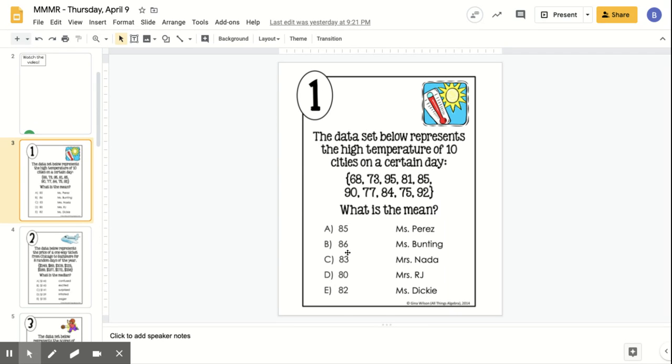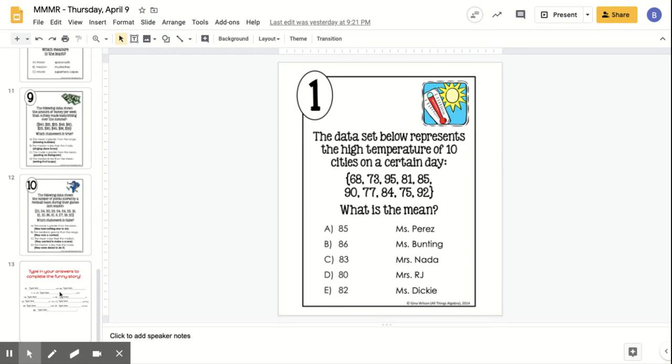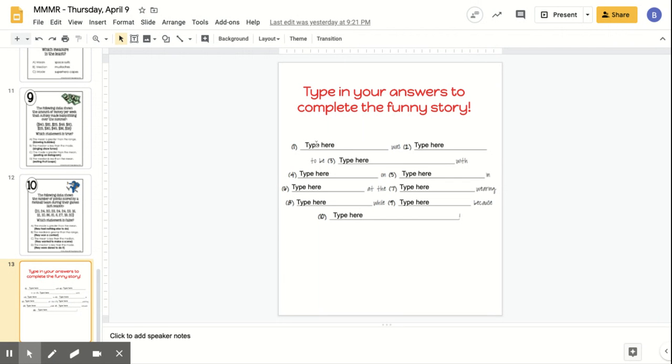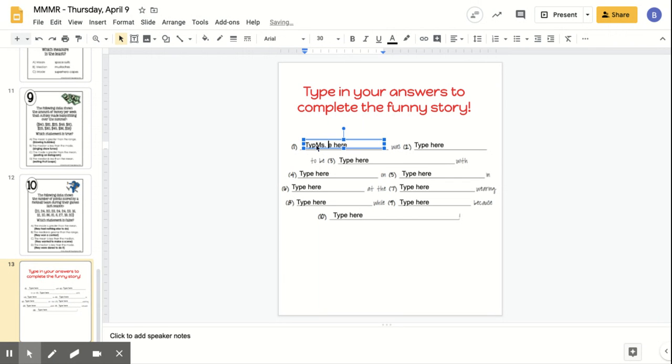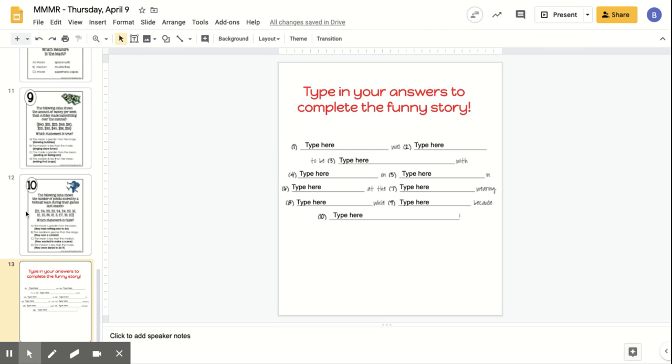So whatever you think the answer is, there's going to be a word next to it. So let's say, for instance, you think the answer is B. Next to B, it says Miss Bunting. So on the very last slide, in the number 1 blank, you would type Miss Bunting, okay? And you're going to do that for each problem.